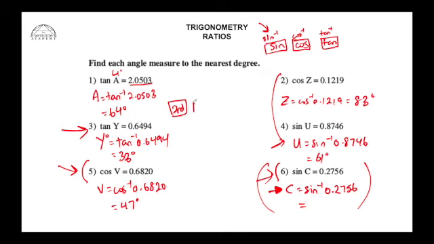Then if it's sine you're going for, you press the sine button for sine inverse. And then you type in 0.2756. So try that and see what you get. Second function, sine inverse. I got 15.9. Yes, that's 15.9, let me say 16 degrees, right?